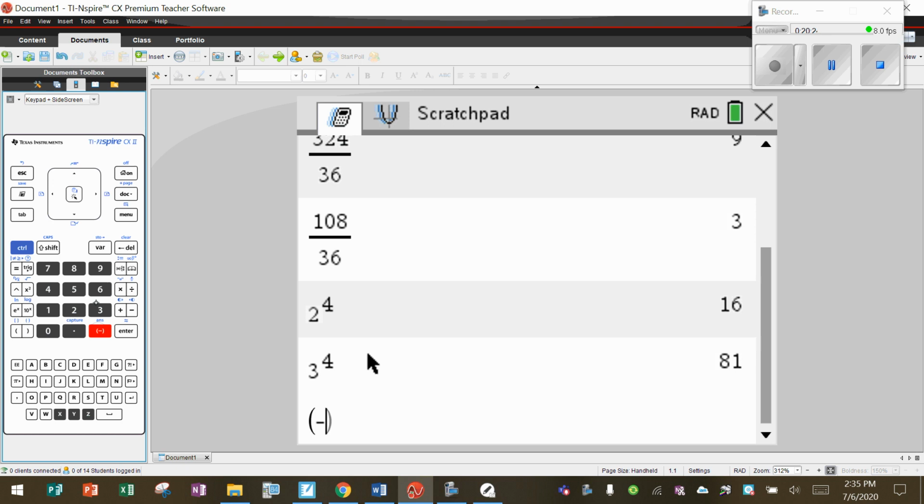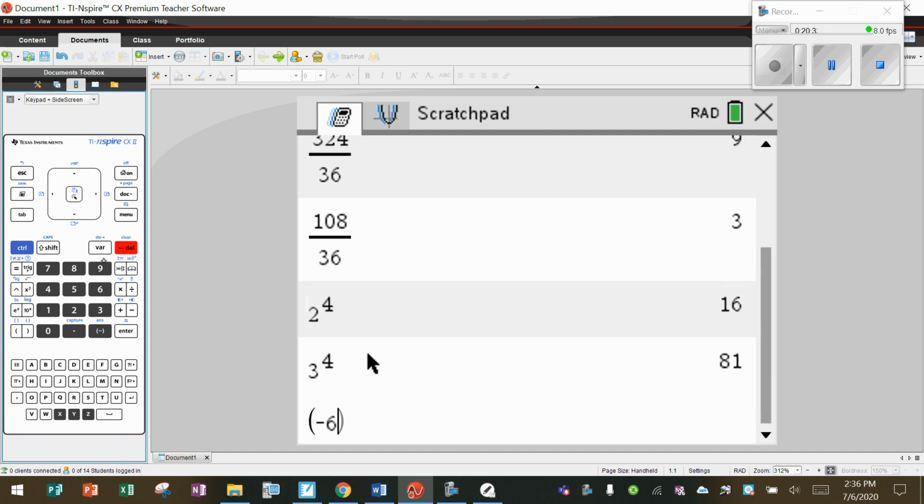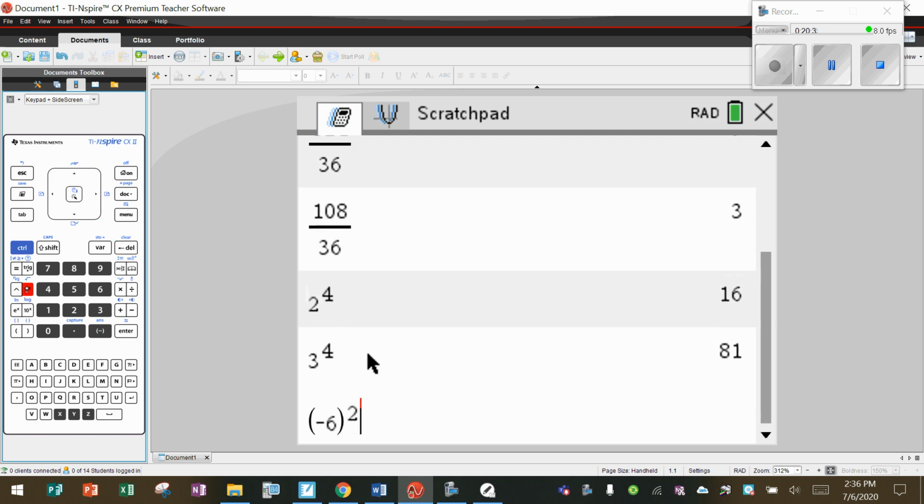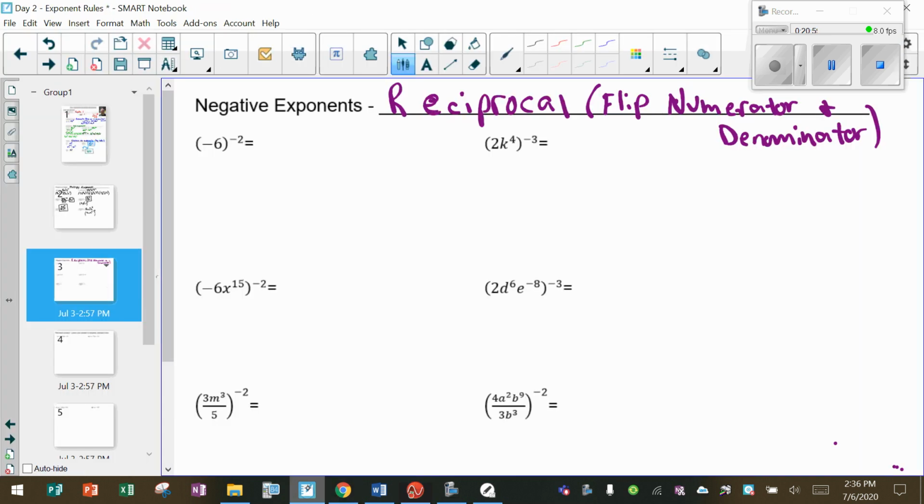If we have negative 6 squared, I want the 2 with the exponent there. I want negative 6 squared where the exponent is on the outside. That means negative 6 times negative 6. But if I make this 2 a negative, negative 6 to the negative second, it gives me 1 over 36. I know that 6 times 6 is 36. So how did this end up as a fraction? Well, it ended up as a fraction because the numerator and the denominator flipped.